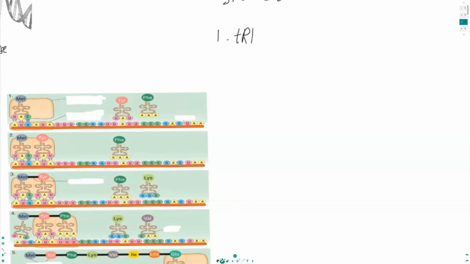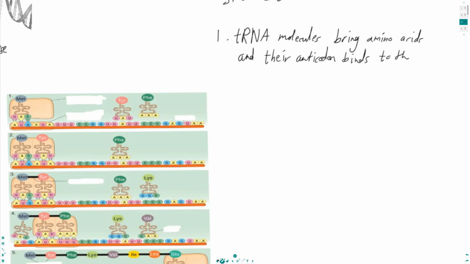So we have tRNA molecules. Actually, let's just do the general steps here first. tRNA molecules bring amino acids in and find their place, and their anticodon binds to the corresponding codon on the mRNA. So tRNA molecules bring amino acids, and depending on the anticodon, they bind to the mRNA.